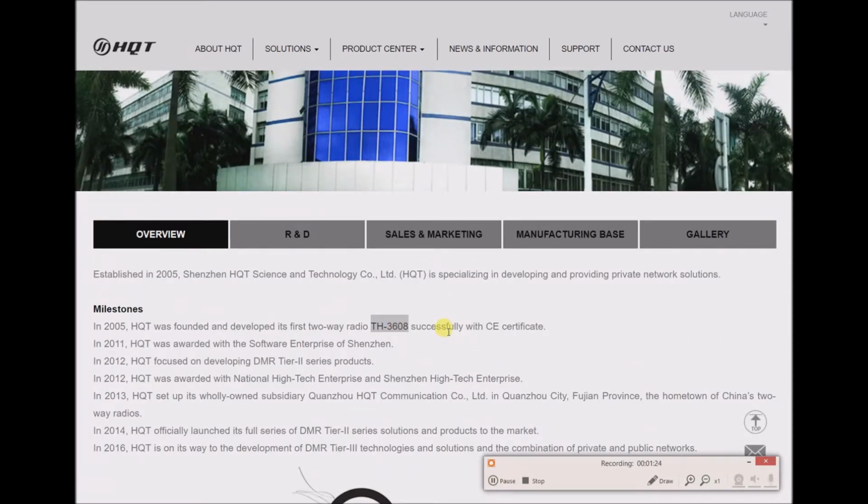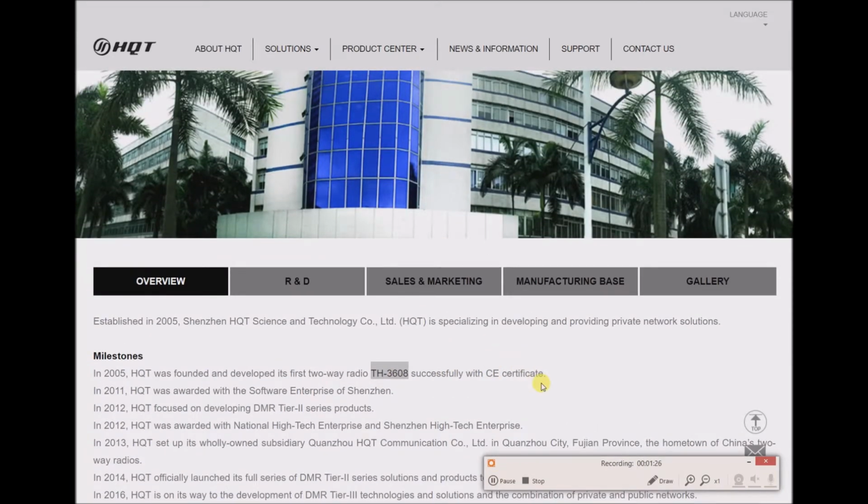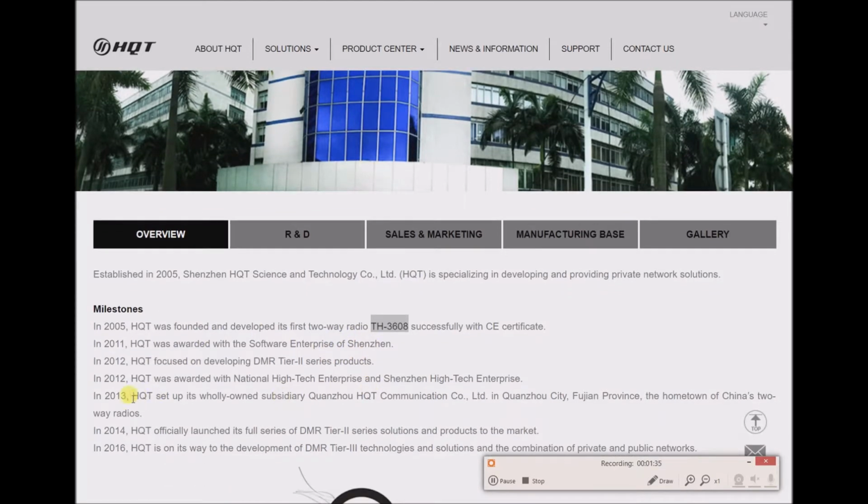Okay, so this radio got a CE certificate. In 2011, HQT was awarded the Software Enterprise Award for Shenzhen. 2012, HQT focused on developing DMR Tier 2 series products. In 2012, HQT was awarded the National High-Tech Enterprise and Shenzhen High-Tech Enterprise.